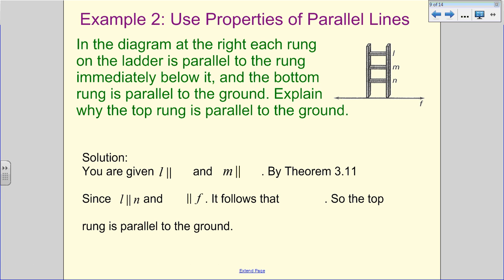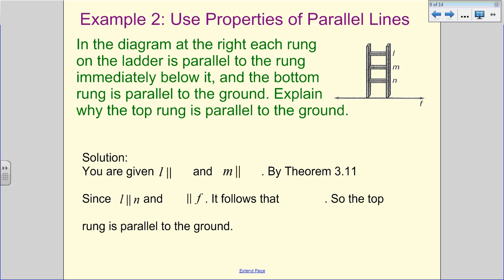All right, let's take a look at how we can use these properties, things that we can do. So in the diagram on the right, each rung of the ladder is parallel to the rung immediately below it. And the bottom rung is parallel to the ground. Explain why the top rung would be considered parallel to the ground. And some of you probably look at this like, well, duh, it is.